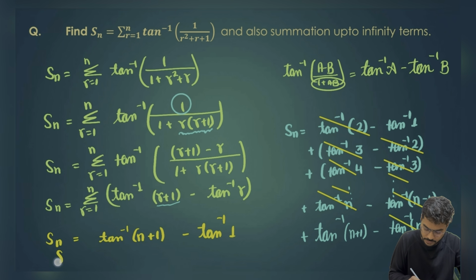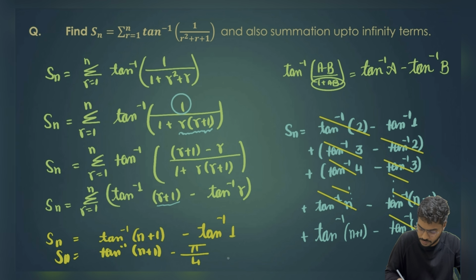What is tan inverse 1? As we already know, tan inverse 1 is pi by 4. So this is your answer.